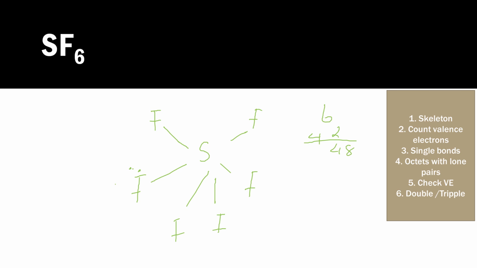2. Don't worry about sulfur. 2, 4, 6, 8 for each fluorine. Now count valence electrons again. So we count from here 2, 4, 6, 8, 10, 12, 14, 16, 18, 20, 22, 24, 26, 28, 30, 32, 34, 36, 38, 40, 42, 44, 46, 48. So there are 48. Therefore no remainder. This is the Lewis structure for SF6.